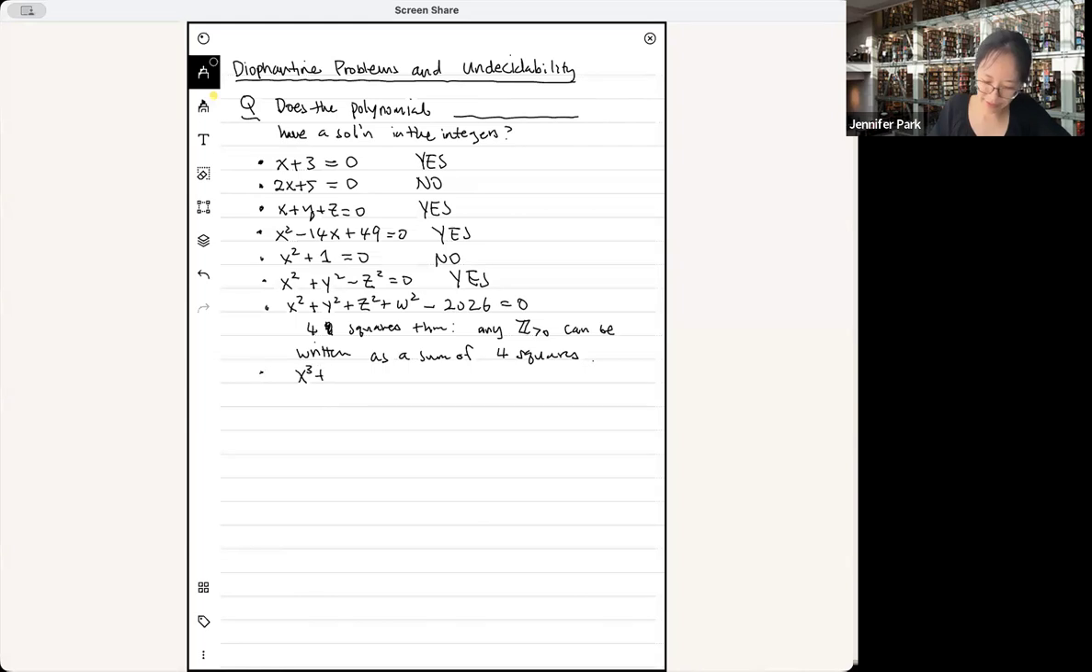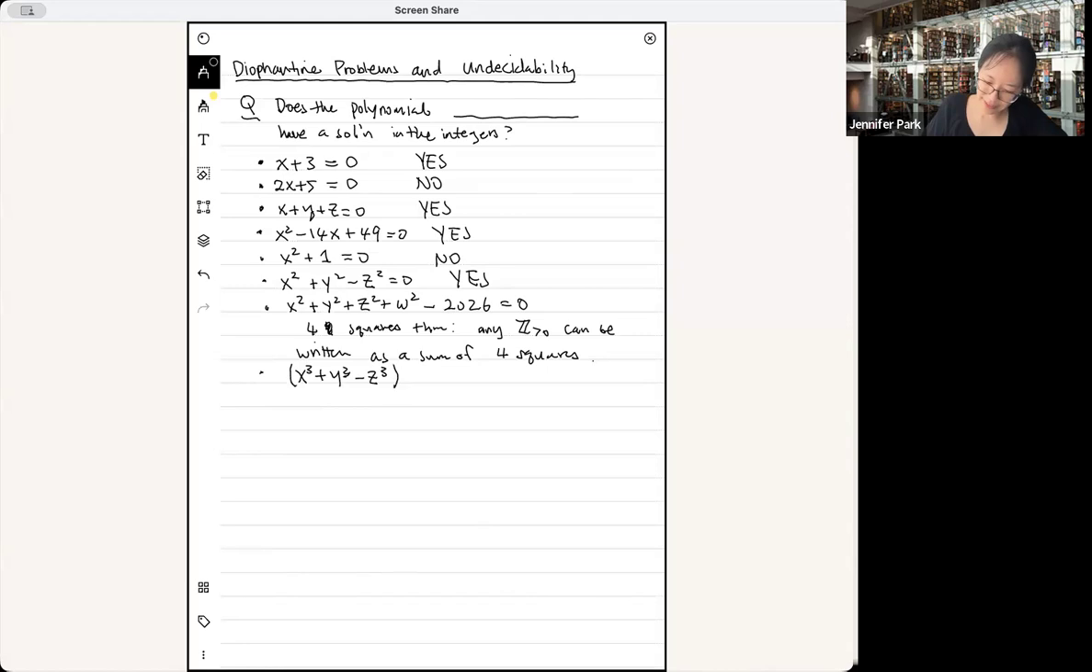x cubed plus y cubed minus z cubed. Now I'm tricking you guys though. Okay, I'm getting a yes. And x cubed plus y cubed minus z cubed is equal to 0. Fermat's last theorem says that it has no non-trivial solutions, right? So you can do things like 0, 0, 0, or even 1, 0, 1 is a solution, and so on.